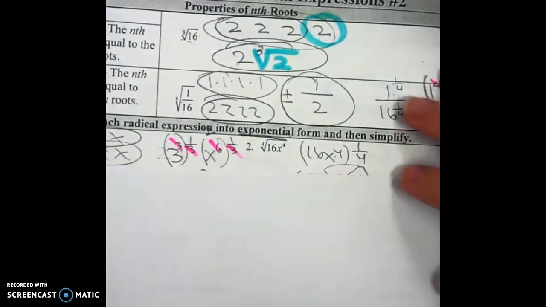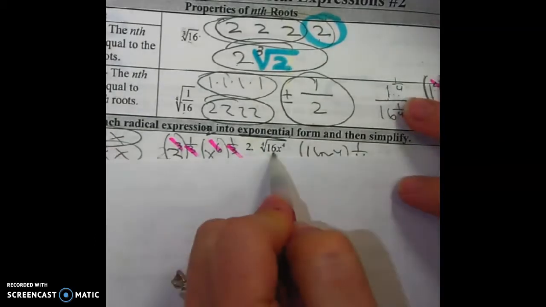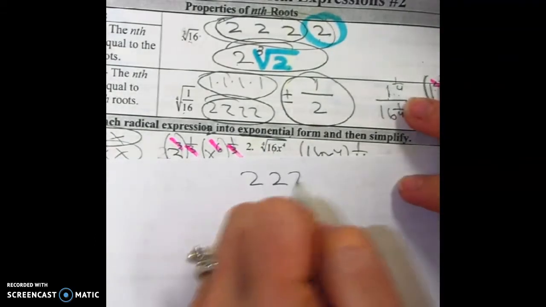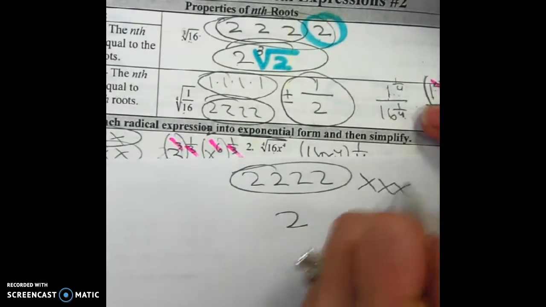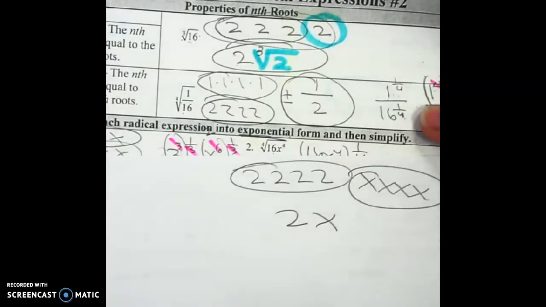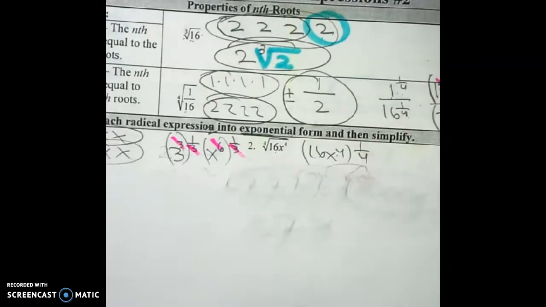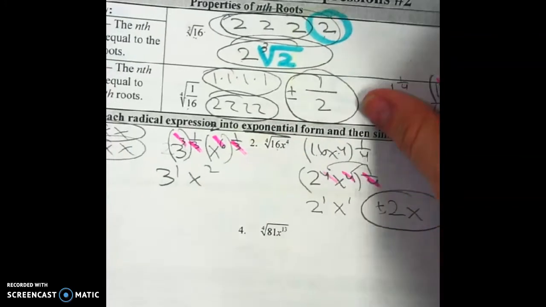If I didn't say that you had to do it a certain way, and I just said, hey, get the answer, you're looking for piles of 4. 1, 2, 3, 4, you get a 2 from that. 1, 2, 3, 4, you get an x from that. Nothing's left over, even root, plus or minus. I don't care how you get there unless I specifically say exponential form.